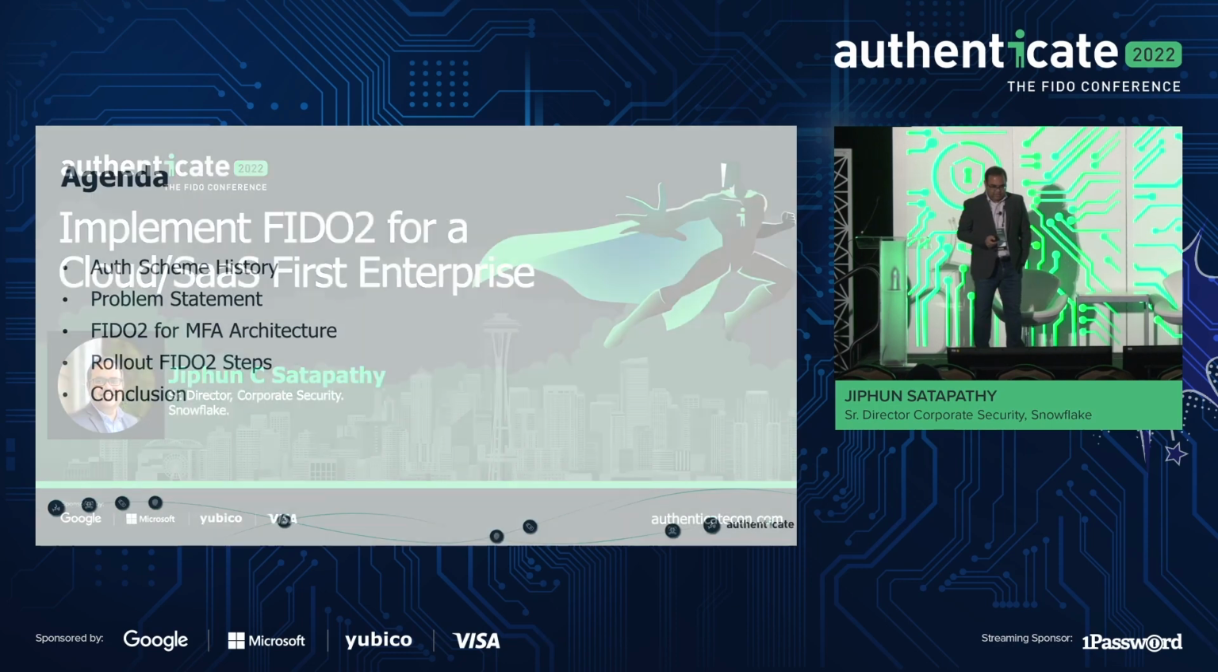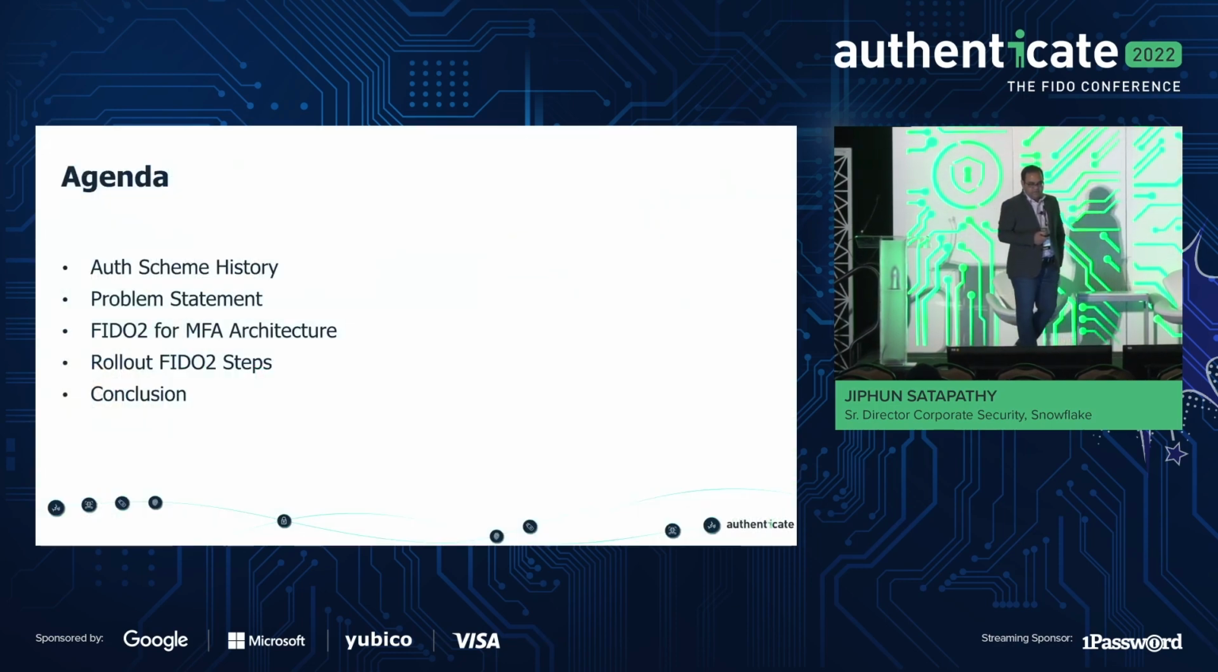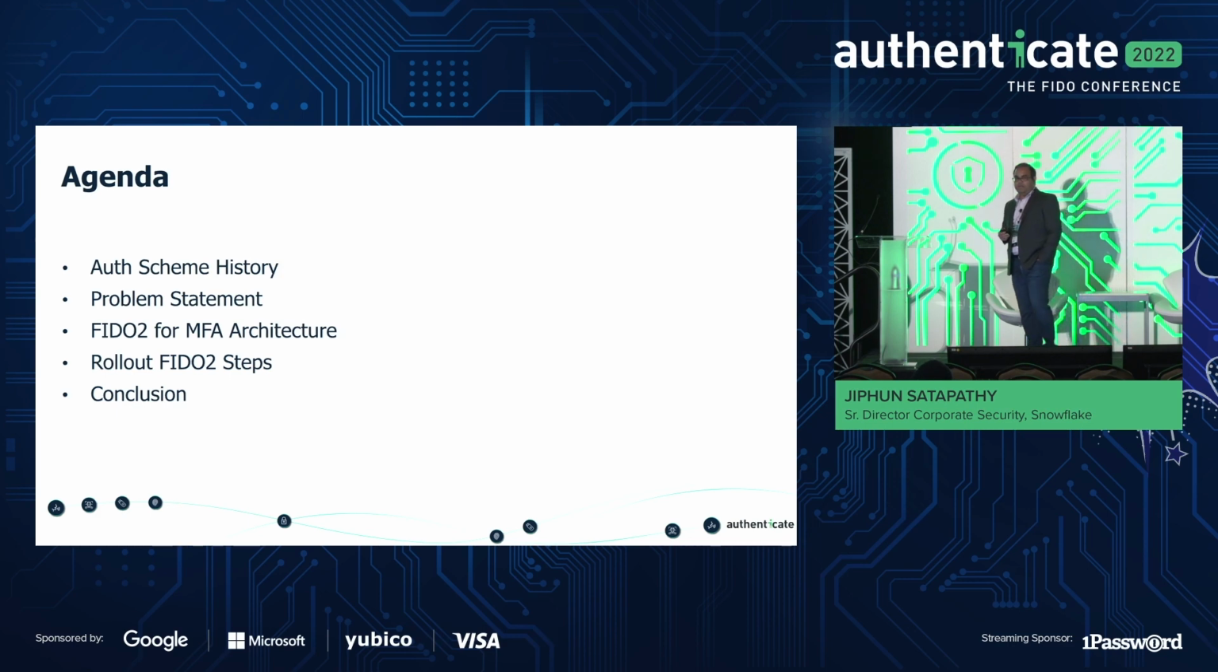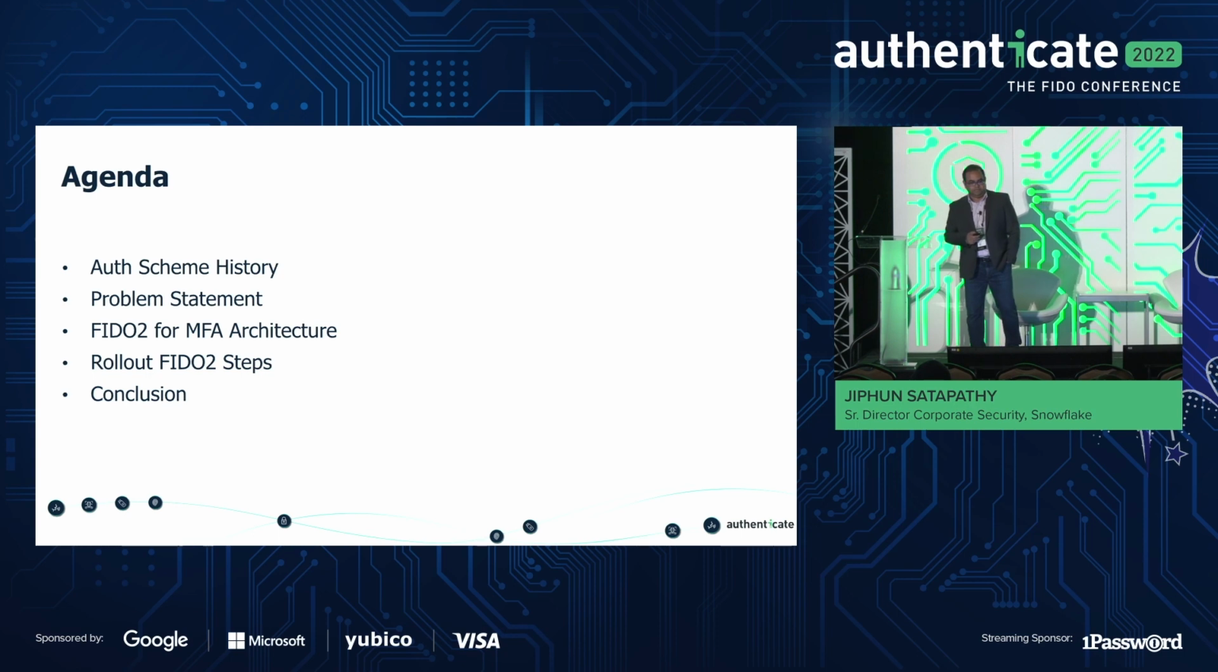So moving on, what are some of the key takeaways that I hope you all take away from this session? Let's look at a little bit of history: where we have been, and what our journey has been with regard to the auth schemes that the industry has been following. What are some of the key problems we wanted to solve by implementing FIDO2 at Snowflake? I would like to highlight that. I would share with you the architecture that we implemented to support that MFA mechanism using FIDO2. What are some of the key challenges we faced?